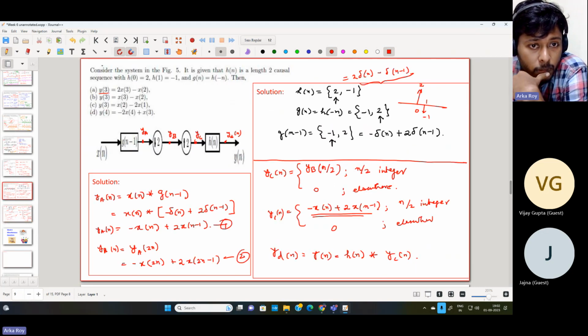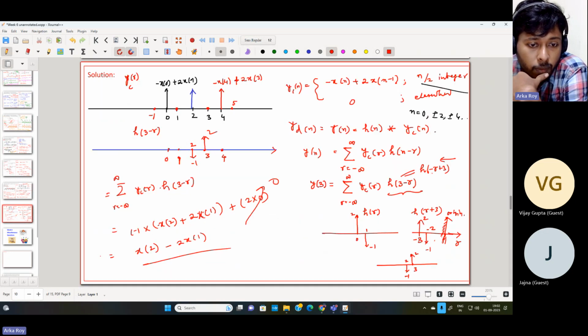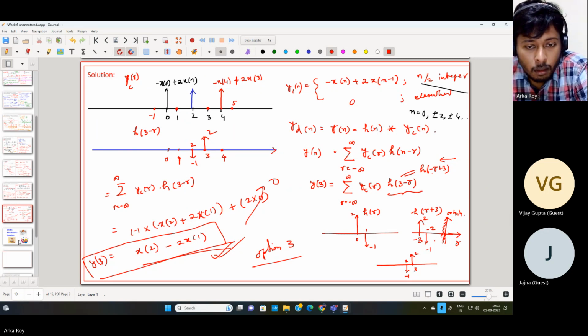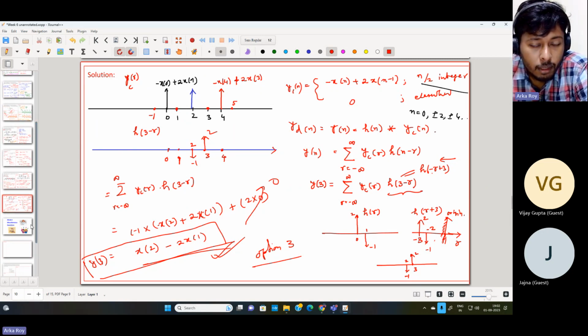So let me search for the result. We can see that y of 3 is equal to x of 2 minus 2 into x of 1. So this is what the final answer looks like. So y3 is equal to x2 minus 2 into x of 1. So this is option 3. With this, we have solved the questions that are there in week 5. Now let's move to the week 6 content.